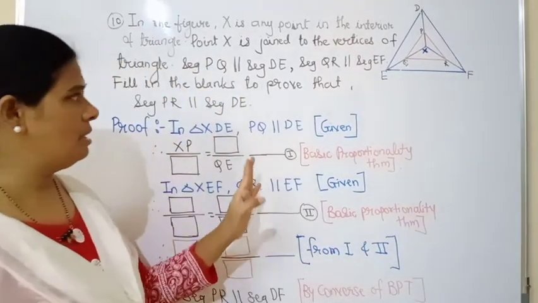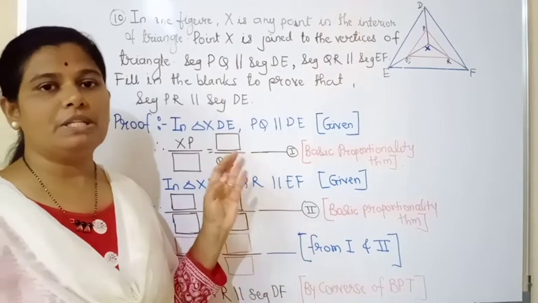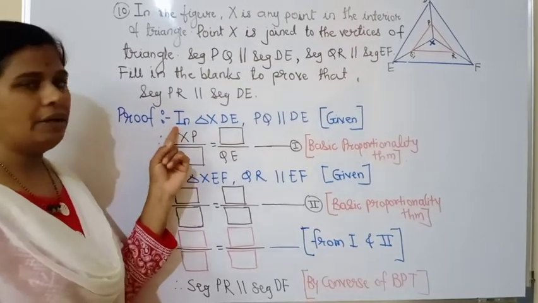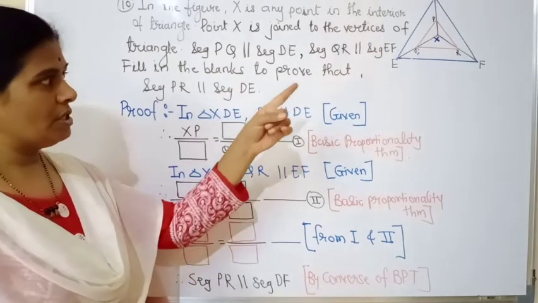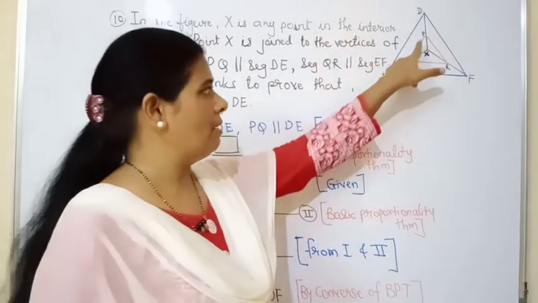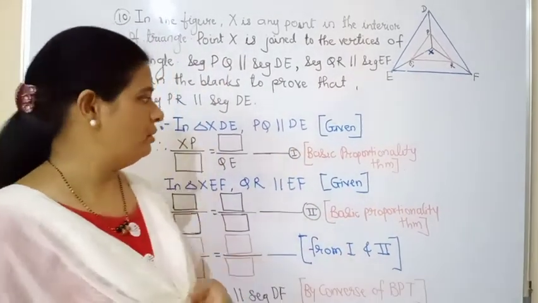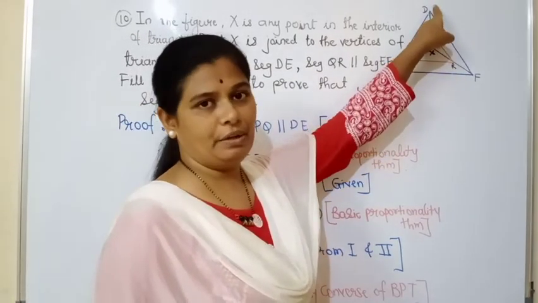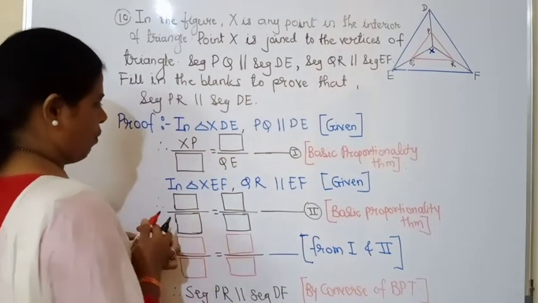Okay, as you can see here that the parallel lines are given, so we have to use the BPT theorem. It is activity based, so we have to just fill up the boxes which are given. So we can see that in triangle XDE, PQ is parallel to DE. You can see here XDE. In this triangle PQ is parallel to DE. So by BPT theorem we can write the ratio, that is XP upon PD.